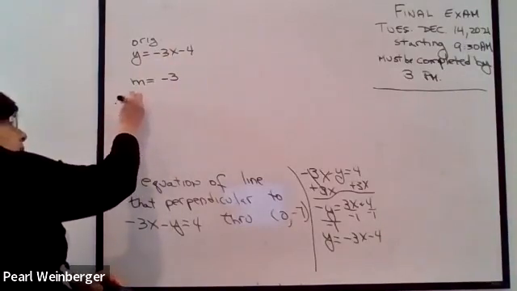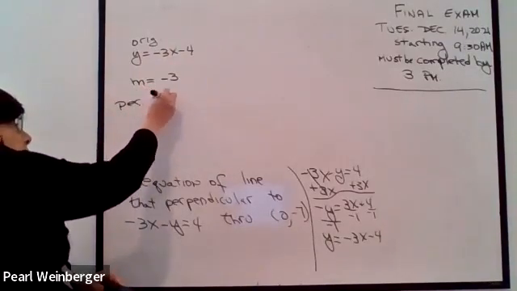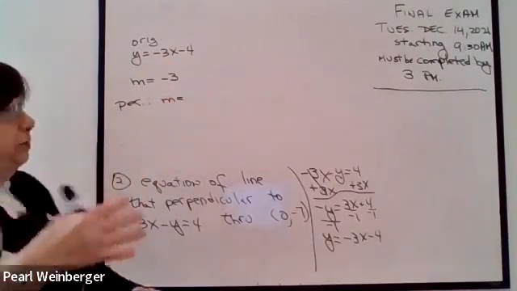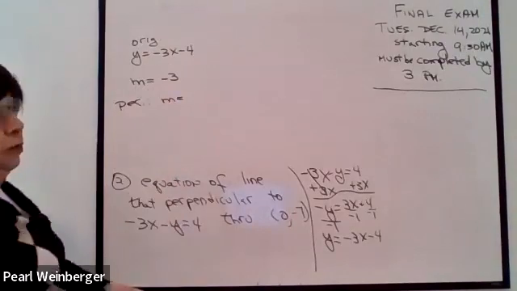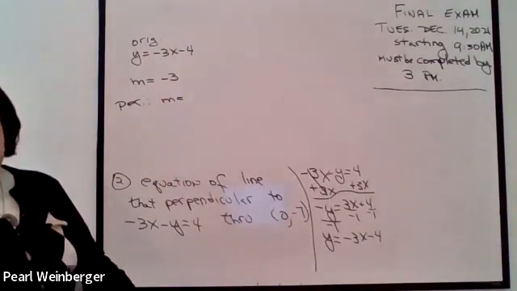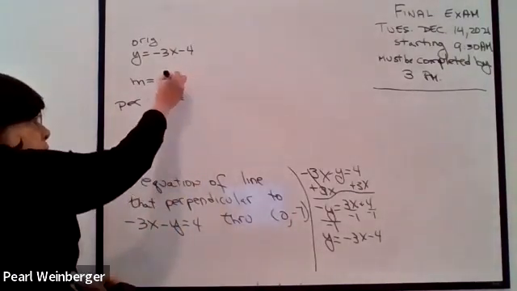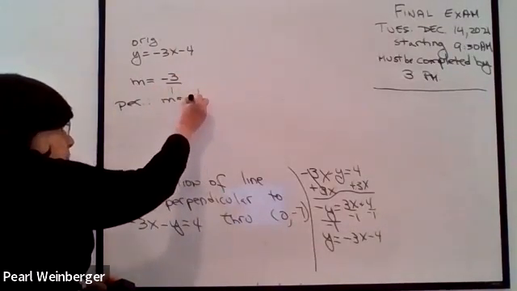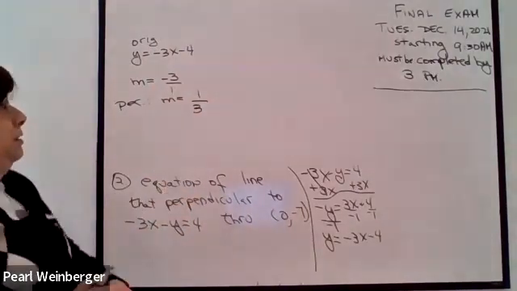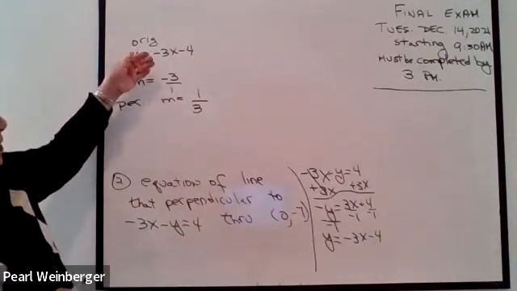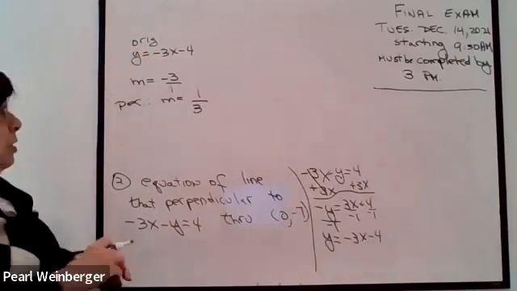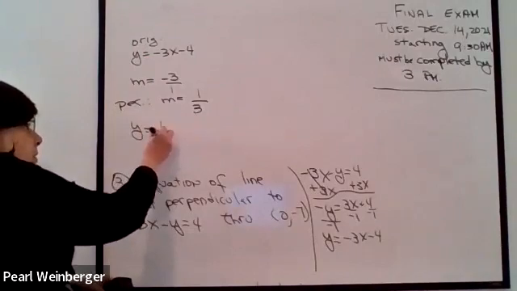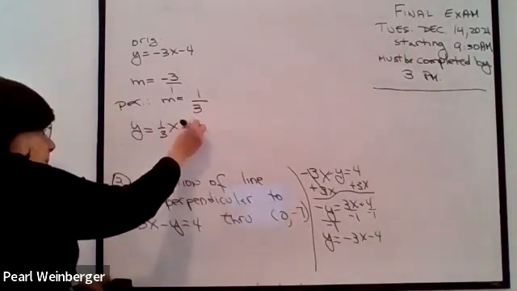So for my perpendicular line, the slope is going to be the opposite reciprocal. I'm going to have to flip this number over and switch its sign. So this is really negative 3 over 1, so I'm going to get 1 over positive 3. I flip the number over and switch its sign. So my new equation is going to be y equals 1/3 x plus b.